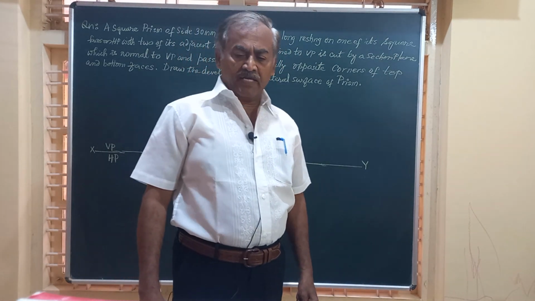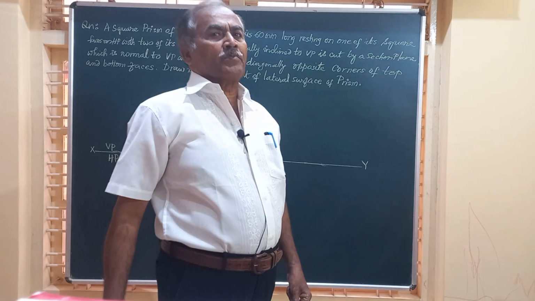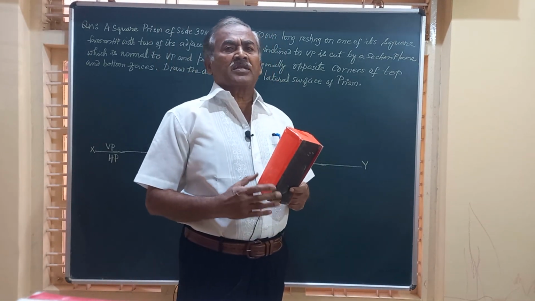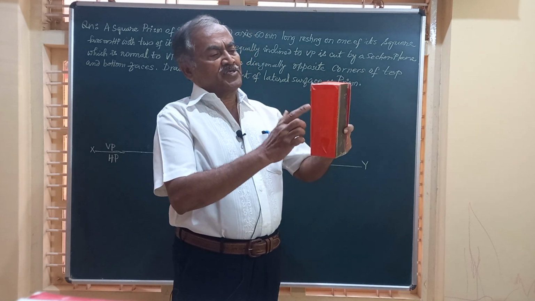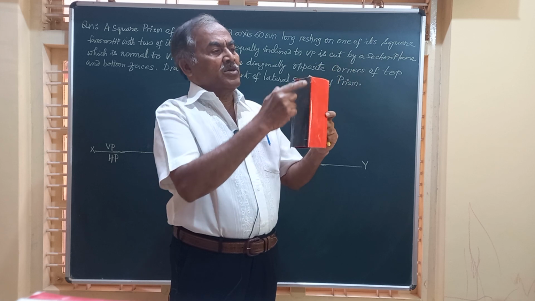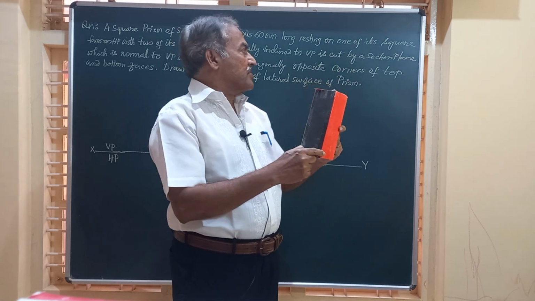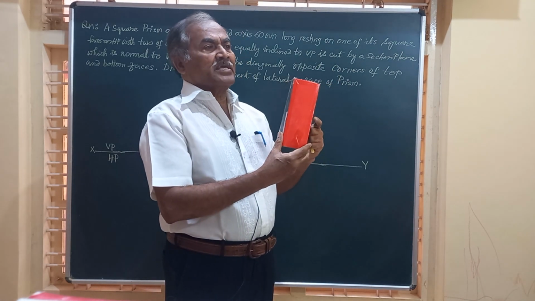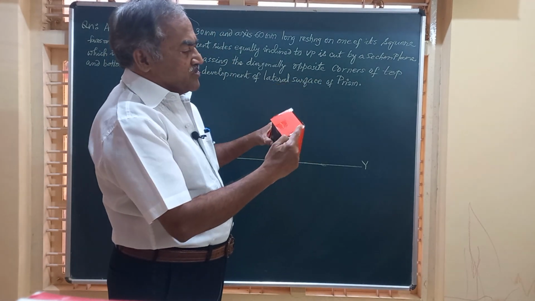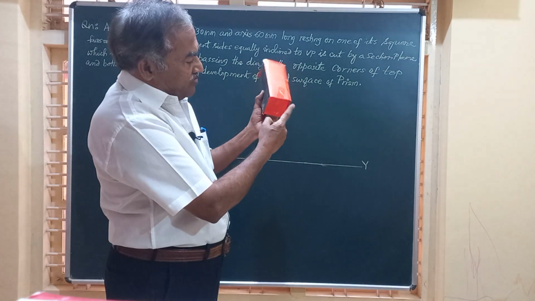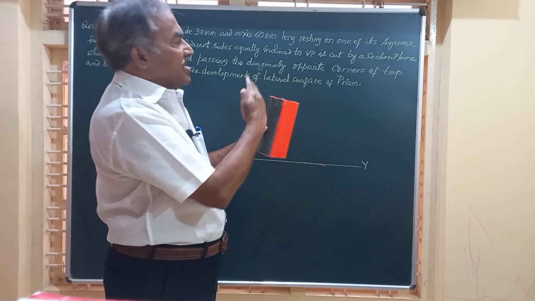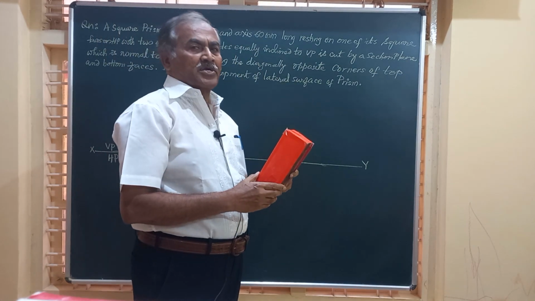Myself, Dr. M.H. Annaya, and in today's video, we are going to study the development of the lateral surface of a square prism which has a base of 30 mm and height of 60 mm, and this is being cut by a section plane which is passing through the diagonally opposite corner. Suppose this is one of the corners, the diagonally opposite corner is this, and that section plane is perpendicular to VP.